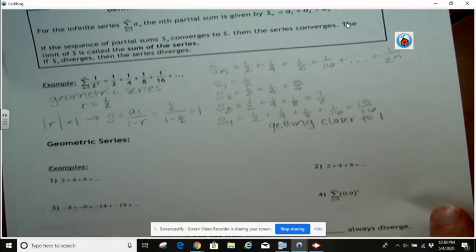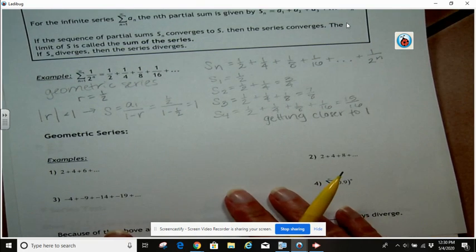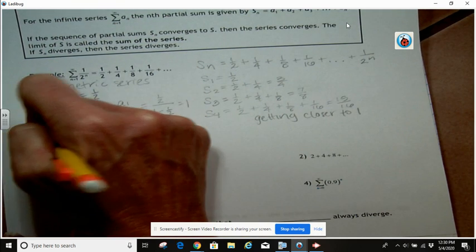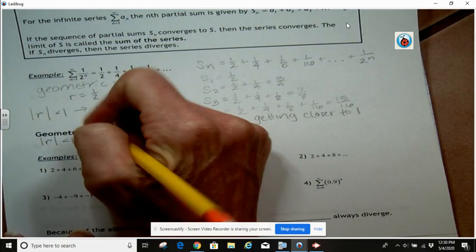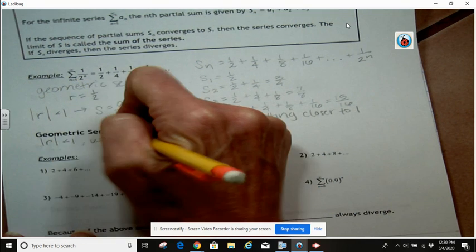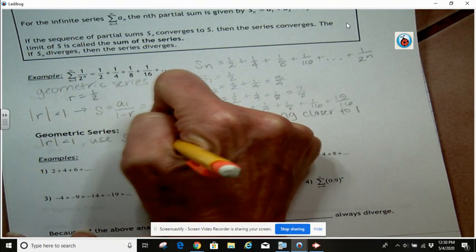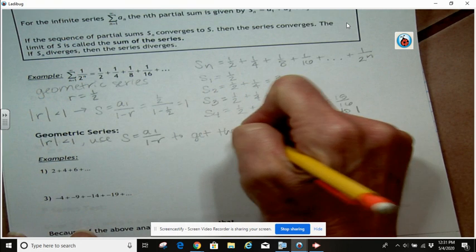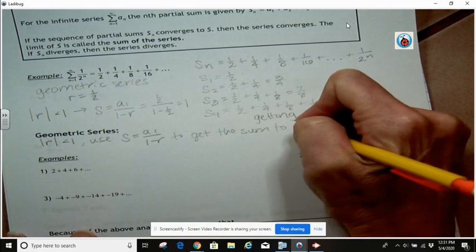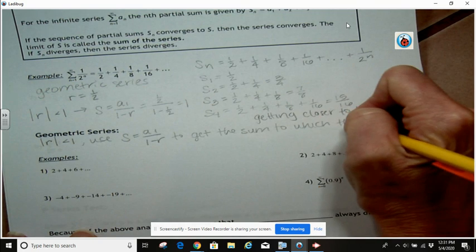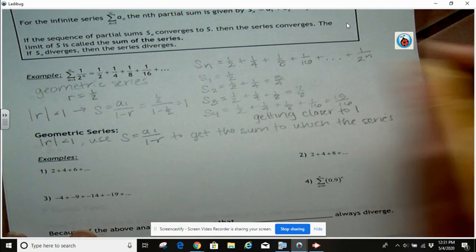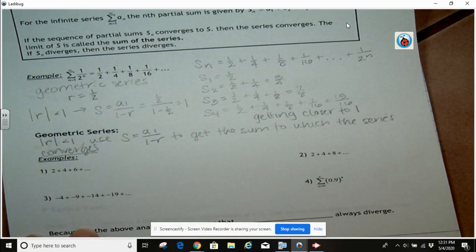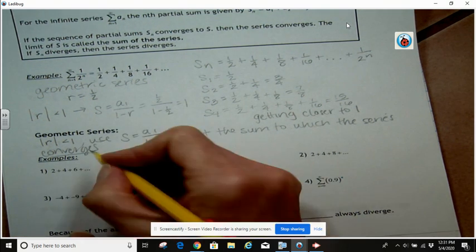So let's look at the official rule and its application. So if the absolute value of r is less than 1, use our formula to get the sum to which the series converges. So if the absolute value of r is less than 1, this series converges.